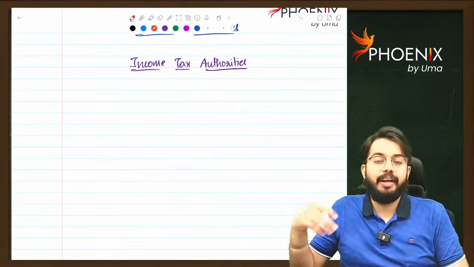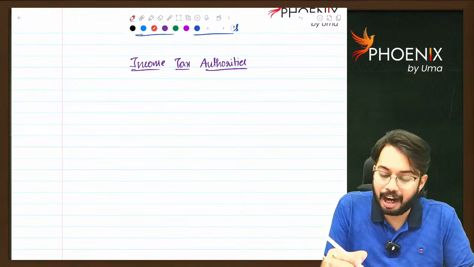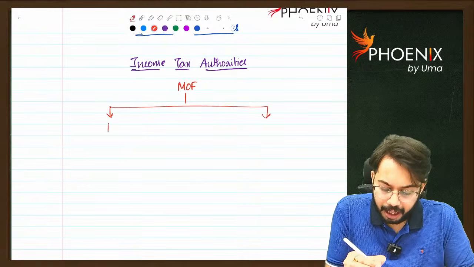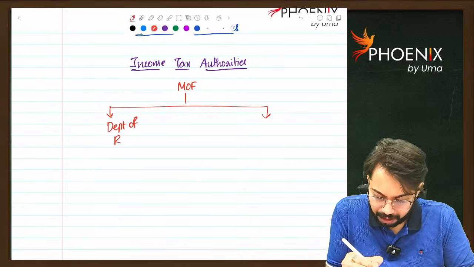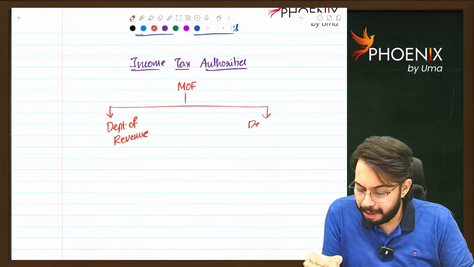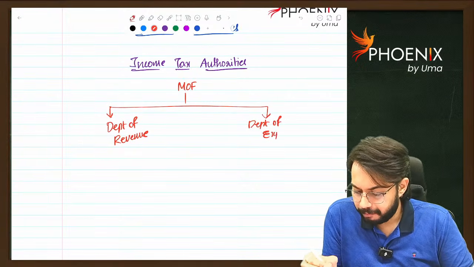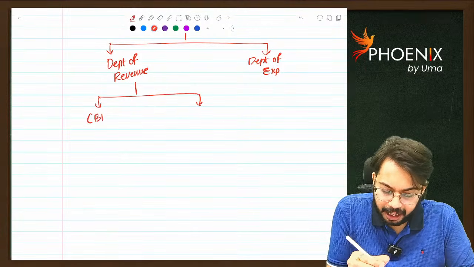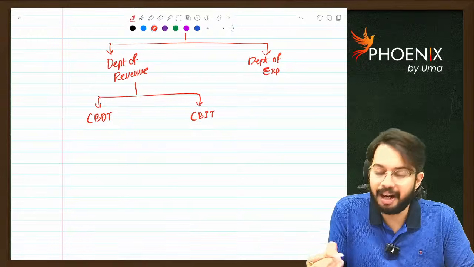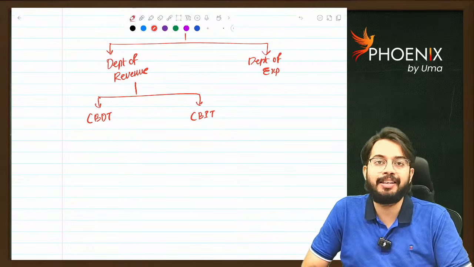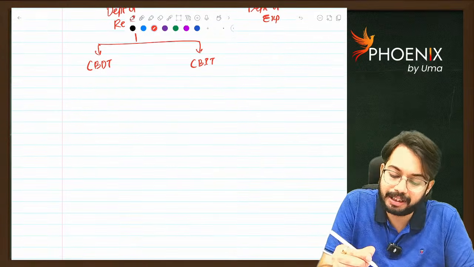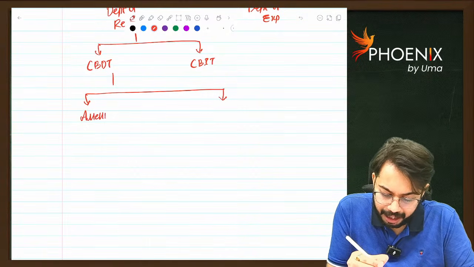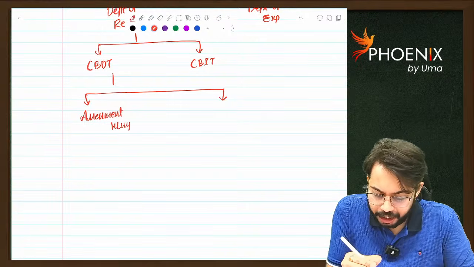Now see, there is Ministry of Finance, right? Under Ministry of Finance there are two departments: Department of Revenue, Department of Expenditure. Under Department of Revenue there are two further departments: CBDT, CBIC. You know, for direct taxes, Central Board of Direct Taxes; for indirect taxes, Central Board of Indirect Taxes and Customs. Under CBDT, there are another two wings. Those are Assessment Wing and Investigation Wing.